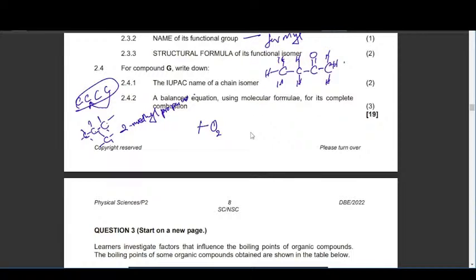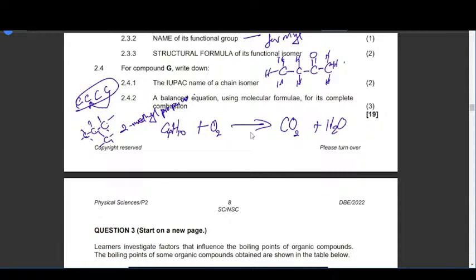So now let's count it. Even if you use the other one or this one, it is the same thing. 1, 2, 3, 4. So it's going to be C4. How many hydrogens? 1, 2, 3, 4, 5, 6, 7, 8, 9, 10. So it is going to be H10 plus oxygen. That is the combustion which is happening, and the product is always the same when you do combustion with hydrocarbons: carbon dioxide plus water. So that's always the answer.